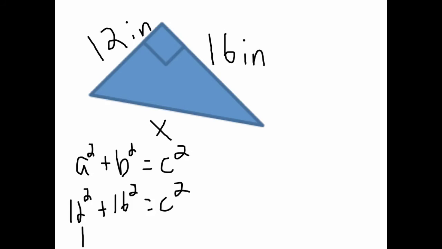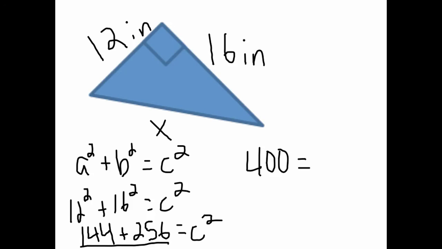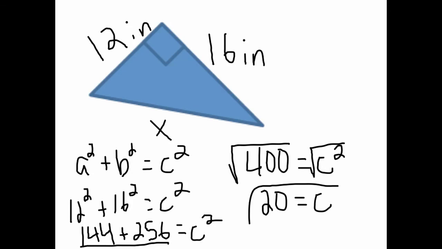12 times 12 is 144. 16 squared is 256, equals C squared. Keep the exponent. If I combine these two, I'm going to get 400 equals C squared. My last step is to get rid of that exponent by taking the square root. The square root of 400 is 20. The square root of C squared is C. So, the hypotenuse is 20 inches.